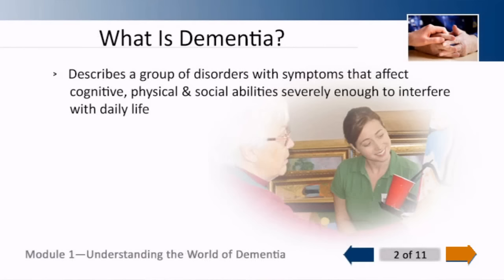Okay, so it affects cognitive, physical. Have you had any dementia elders that are physically affected by the dementia? Yeah, you do, especially as we get into the late and end stage parts of dementia. And social abilities. They just don't act socially like, sometimes like we would want them, sometimes like they always have.